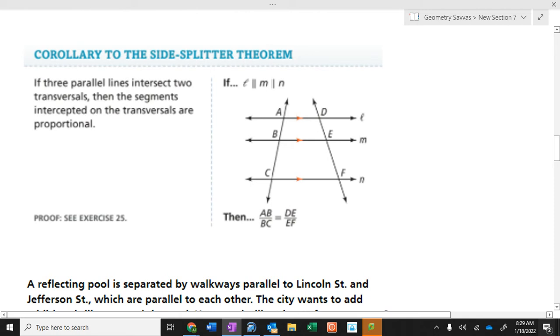The corollary to the side splitter theorem is we don't have to have a triangle, okay? But if we have 3 parallel lines, this over this equals this over this. Now, you could also go this over this equals this over this, okay?